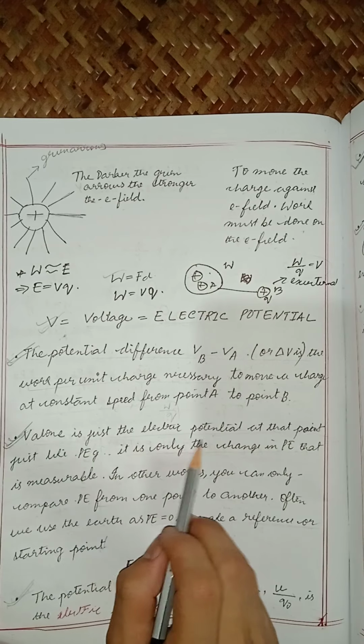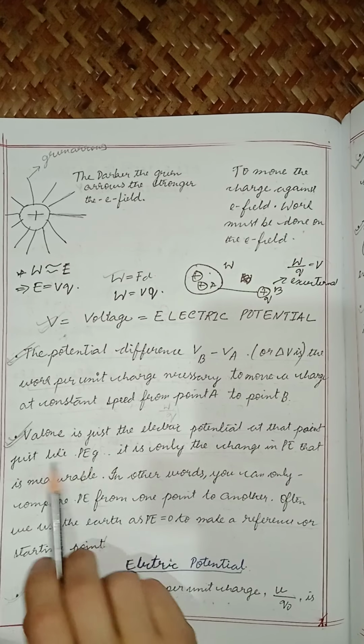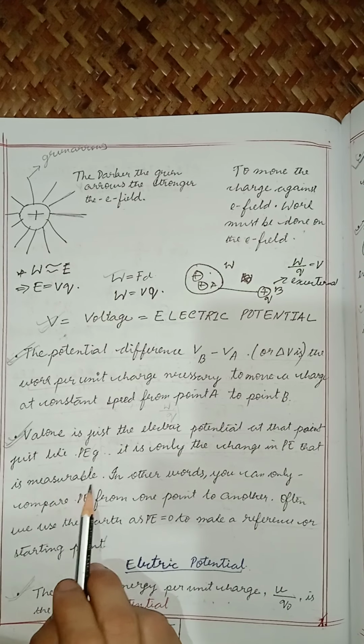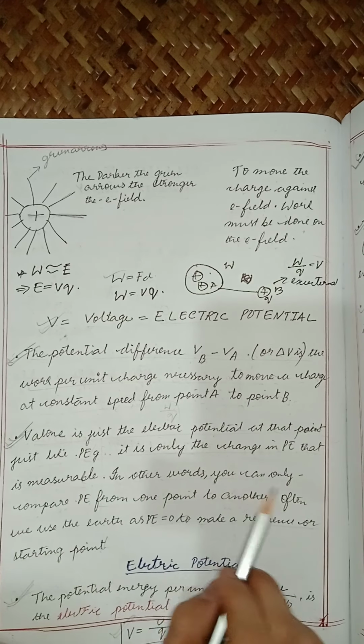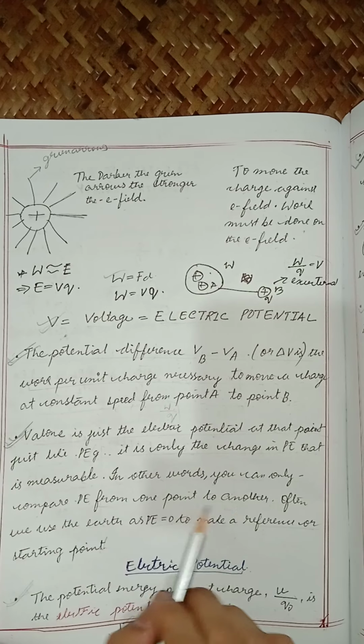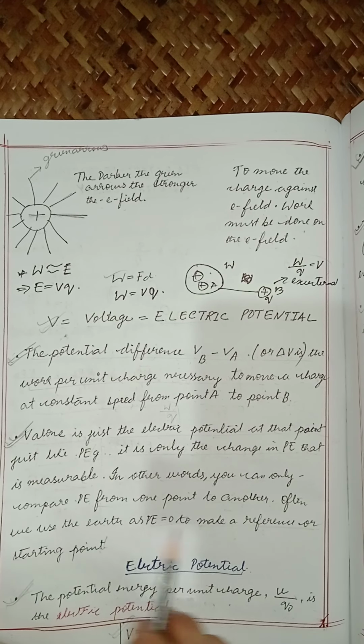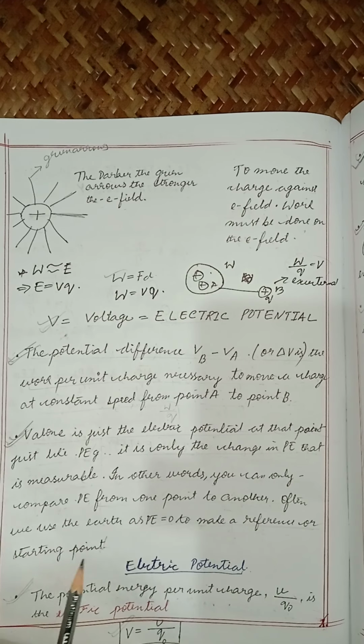Suppose V along is just the electric potential at that point, just like potential energy in gravitation. It is only the change in potential energy that is measurable. In other words, you can only compare potential energy from one point to another. Often we use U equal to 0 as a reference or starting point.